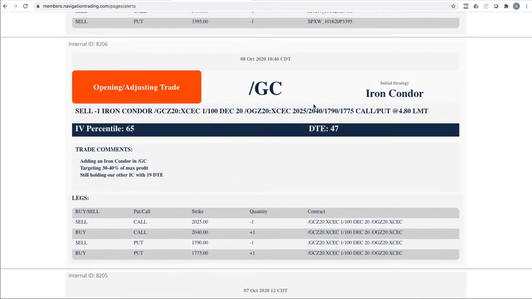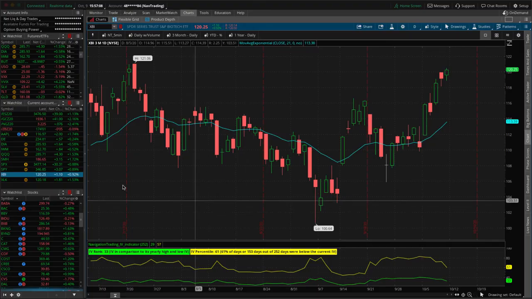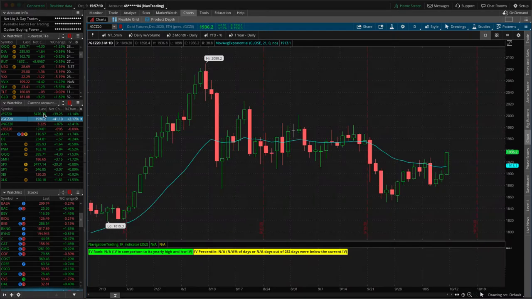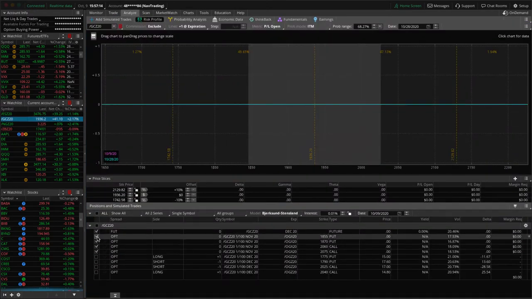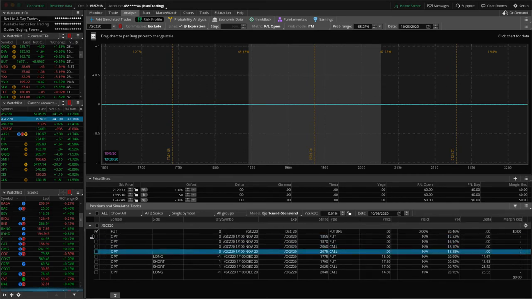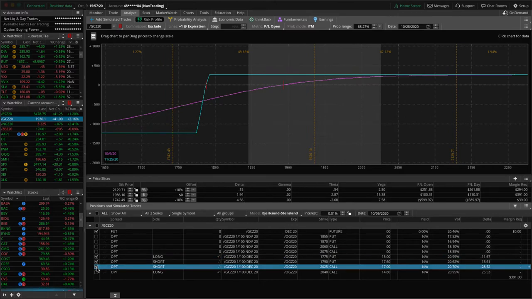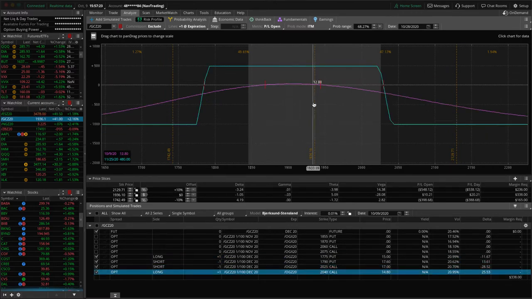Next trade, opening adjusting trade. Here's another iron condor that we added in gold, so let's go to the platform and take a look at that. /GC, nice up move in gold today. We ended up taking one off today and booking about 50% of max profit on that. And here's the one from the alert that we just added. It's pretty close to where we put it on, still well within range, with no profit or loss on that one yet.